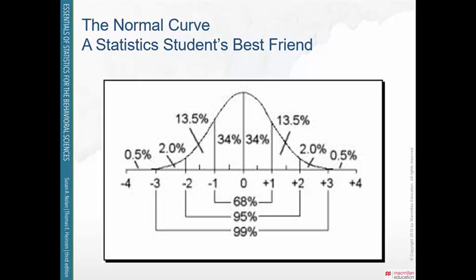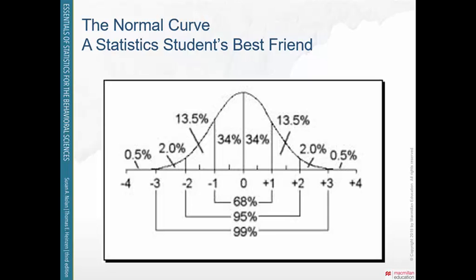You might want to take a look at this. Maybe pause for a minute and try to figure it out. If you scored right here at 1 standard deviation above the mean, what percent of cases are below yours and what percent of cases are above yours? So pause to figure it out. And now I will tell you, you're back.